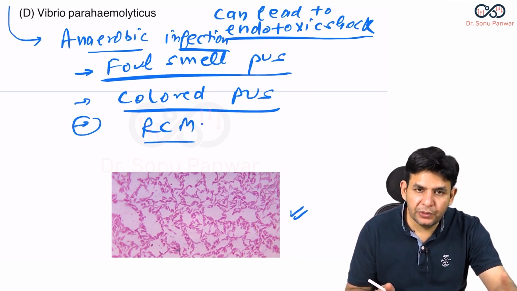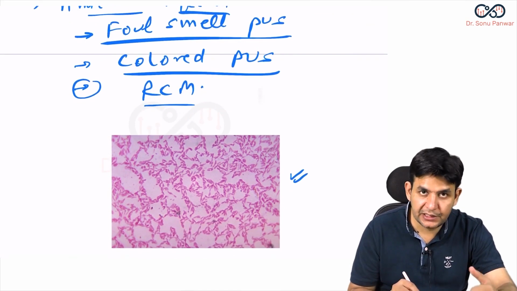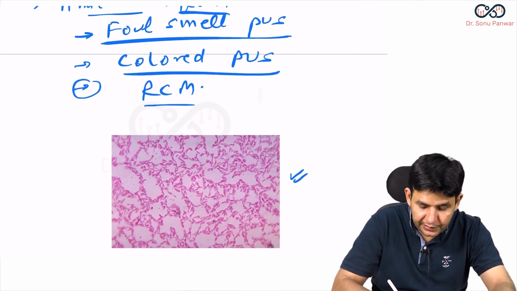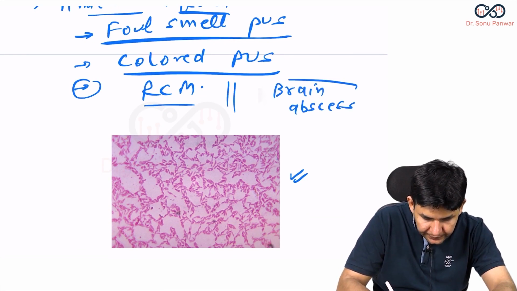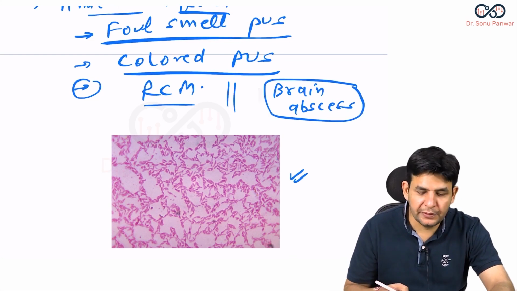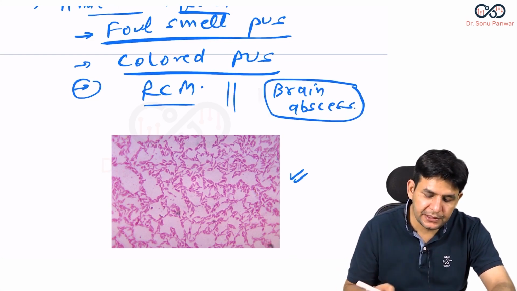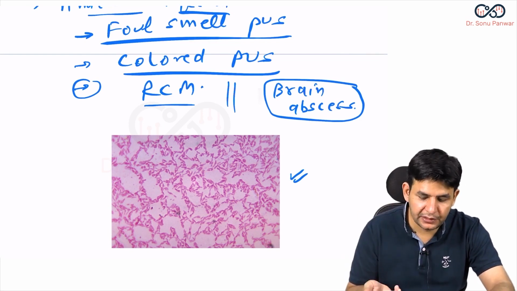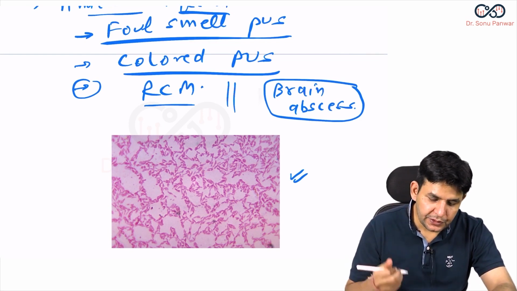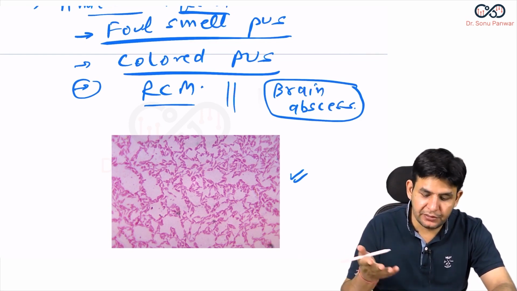And interestingly, this Bacteroides fragilis, which is responsible for the infection in this particular question, can go to the brain also, and there it can cause what? Brain abscess. It can go to the brain and cause brain abscess there, and this brain abscess can be from the gut. Fine. So Bacteroides fragilis can be associated with brain abscess also.